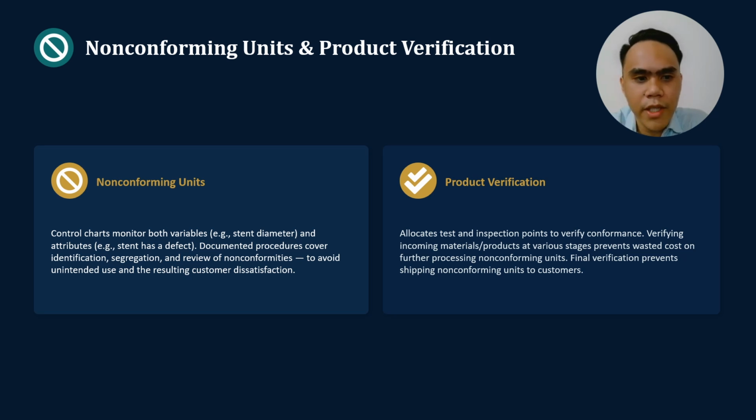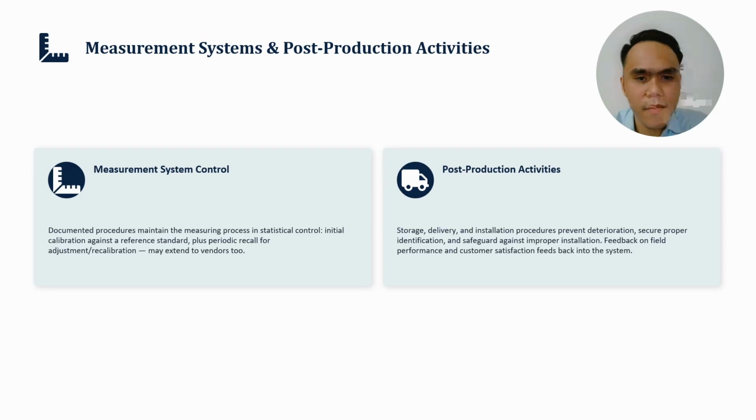Product verification addresses the materials and products at various stages of the process, which will prevent the unnecessary cost of further processing units that are already nonconforming. So there's no point in investing more labor and materials into parts that are already defective. A final product verification, meanwhile, is performed specifically to prevent shipping nonconforming units to customers. So it's the last line of defense before the product leaves the building.